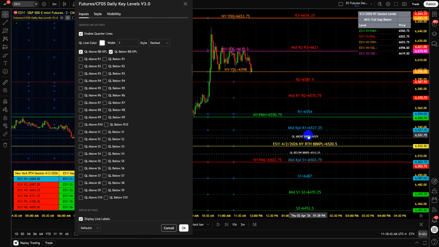Next, we have the quarter lines, which are the QL lines. The only ones turned on by default are the QL above the BBKPL and the QL below the BBKPL. So again, the QL lines have one single purpose, and that is for tight stop losses. So if you prefer to use a tight stop loss, when we get to the trading section of this video, we'll go into the standard stop losses versus the tight stop losses and explain that.